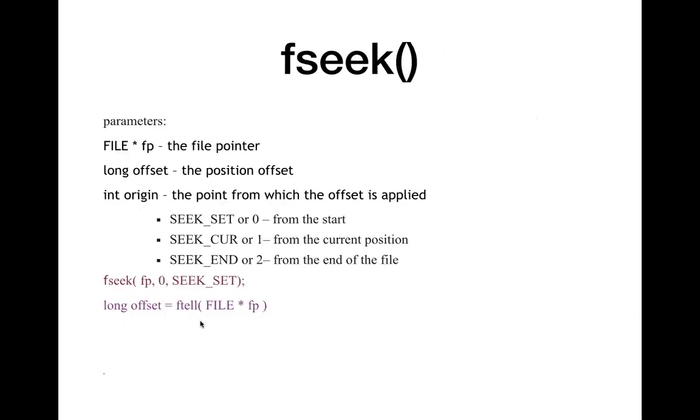Fseek has these parameters. Just take this example. The first parameter is your file pointer. The second one is the position offset. Then, just see this, the origin. The seek origin is the point from which I'm going to apply the offset. SEEK_SET is going to be from the beginning. So I am moving the file pointer 0 bytes from the beginning of the file.